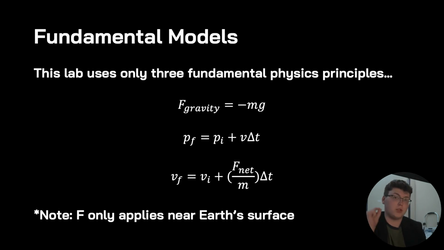So this lab uses only 3 fundamental physics principles. The force of gravity is negative mg when near the surface of the Earth. The position update formula, where the final position equals the initial position plus the derivative of position, velocity, times delta t. And then the velocity update formula, where final velocity equals initial velocity plus the derivative of velocity, acceleration, times delta t. Acceleration here is F net over m, because F net equals ma, so Newton's second law.